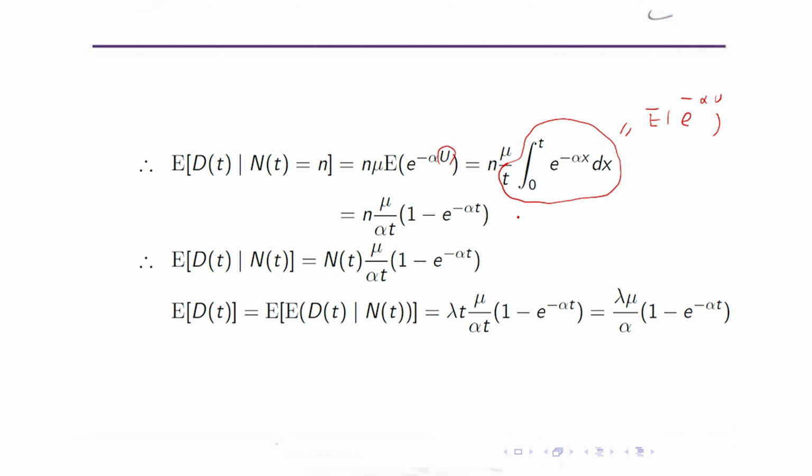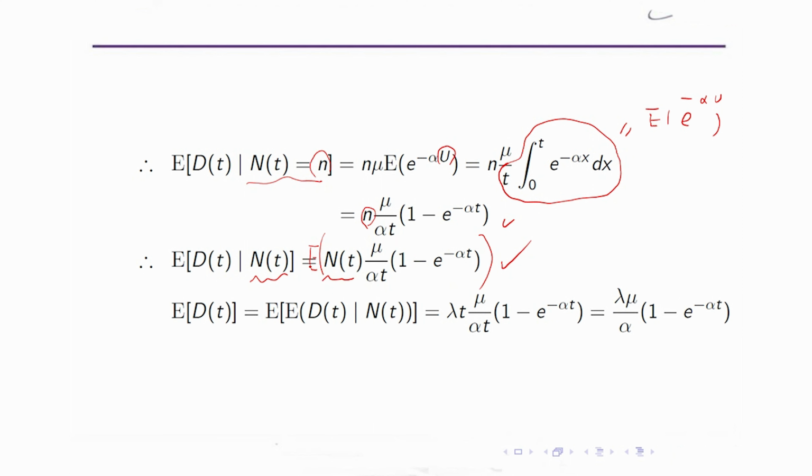Okay, so we get the result like this, and this is when Nt is equal to n, so we have n here. Now, if we have Nt, then obviously we have to replace little n by Nt. So we have this result. The expectation of Dt is equal to the expectation of Dt conditional on Nt, so we take the expectation of this.